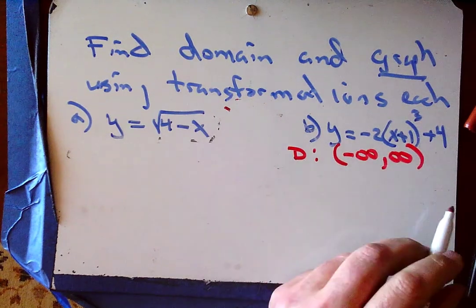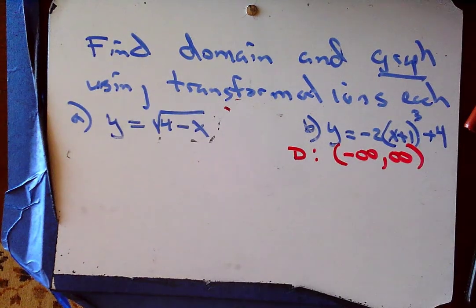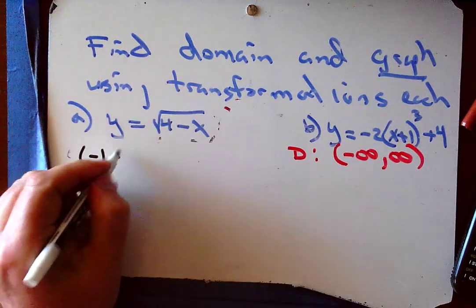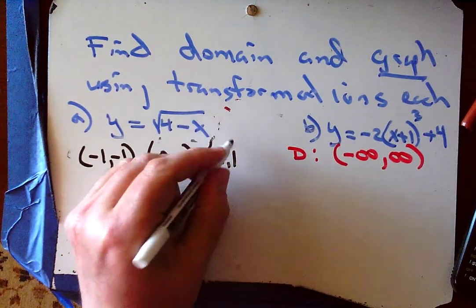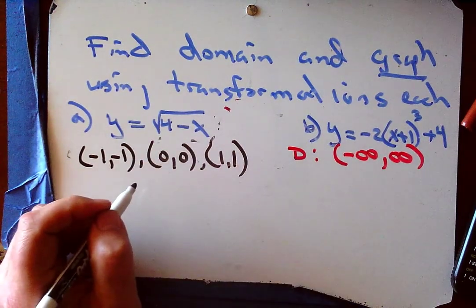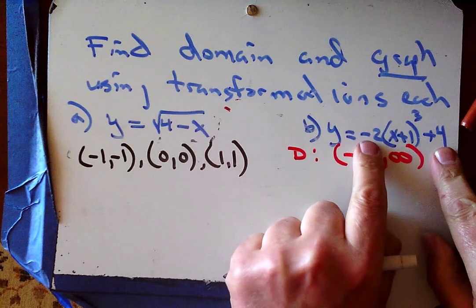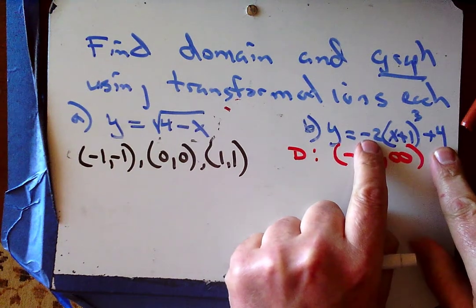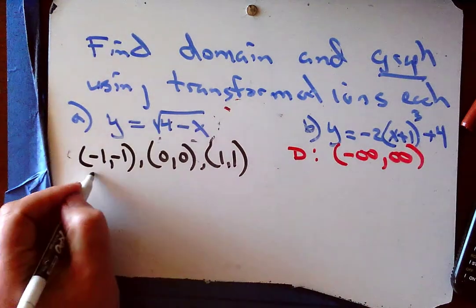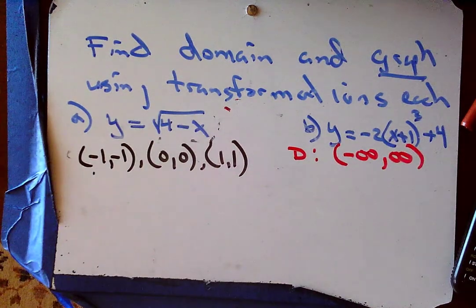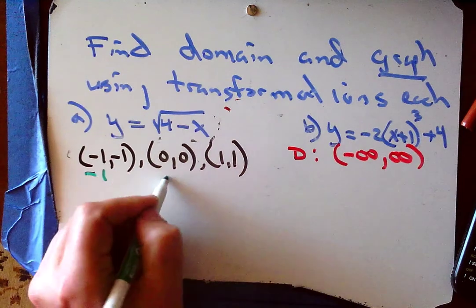All right, now what about graphing? Well, I'm going to start with those reference points. Negative 1, negative 1, 0, 0, 1, 1. And I'm going to apply my transformations. I see 2 y transformations outside of the function and 1 x transformation inside the function. So I need to subtract 1 from all the x's.